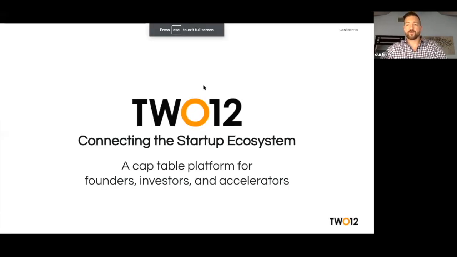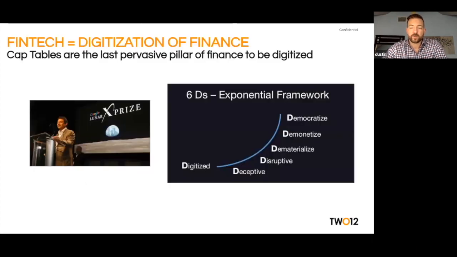All right. So my name is Dustin Byington. I'm the co-founder and CEO of TWO12, and we're a cap table platform for founders, investors, and accelerators. I started my career at Goldman Sachs in the middle of the financial collapse, and have been building low-level financial services technology ever since. I'm very passionate about the startup ecosystem. One of the key pillars of my career has been the realization that Fintech is effectively the digitization of finance. We digitize things, they hop on Moore's law and all these exponential curves.